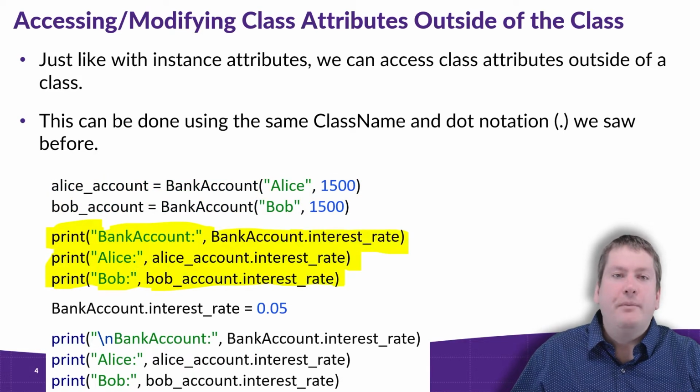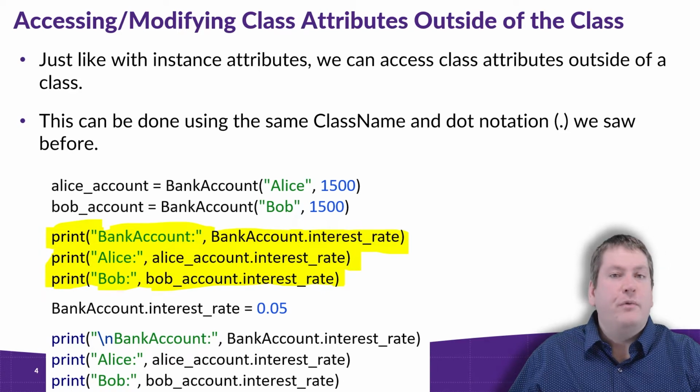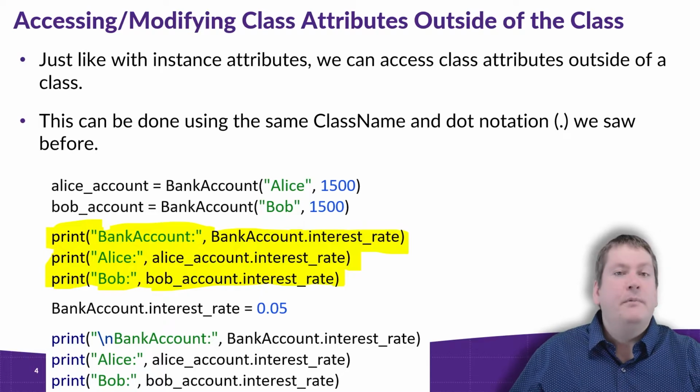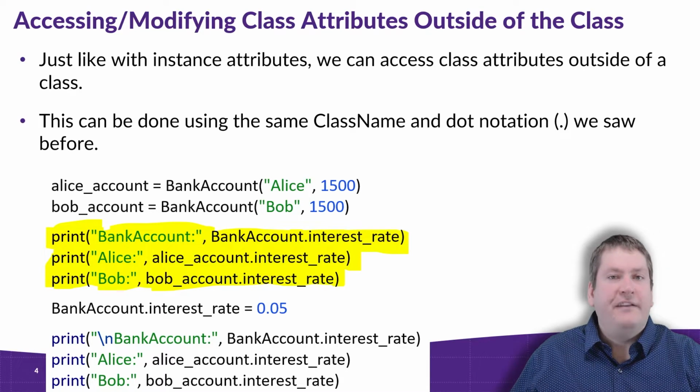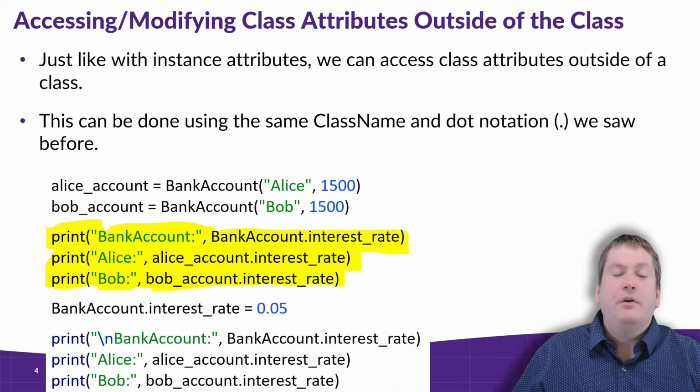Next, we are going to be printing out some values. What's interesting here is that we're accessing the interest rate class attribute in two different ways. The first way, on the first line, we're printing out bank account and then the value of the interest rate class attribute. The way we're accessing that is through the class name dot the name of the class attribute, interest rate in this case. That means we're directly accessing it, and we don't even necessarily need an instance of the class to do this.